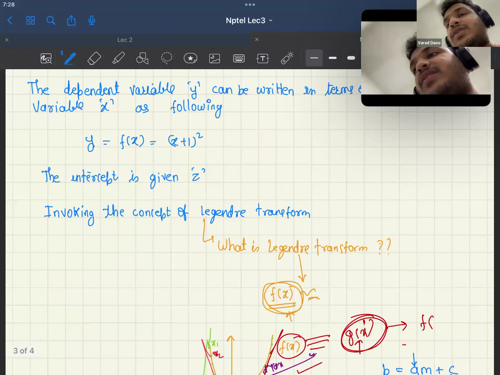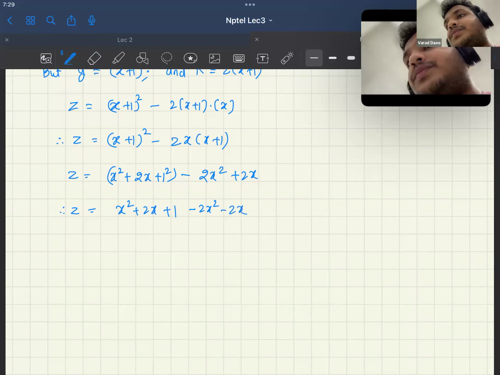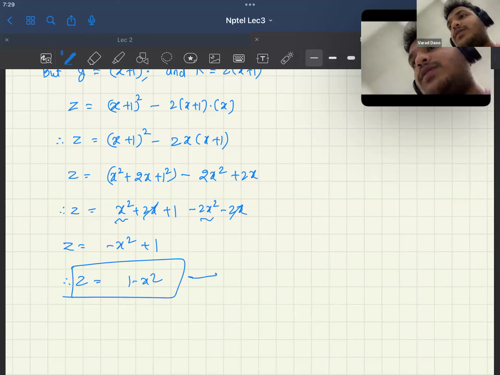What is (a plus b) whole square? a square plus 2ab plus b square. So z equals x square plus 2x plus 1 minus 2x square minus 2x. So the 2x cancels, and x square minus 2x square gives minus x square, plus 1. Therefore, z becomes 1 minus x square. This is the answer.